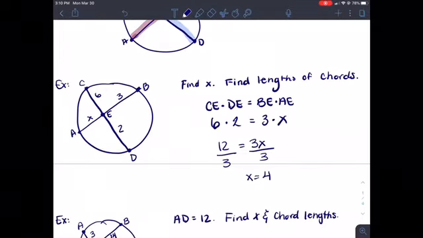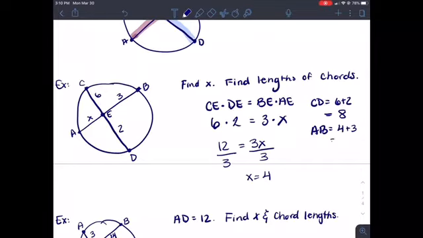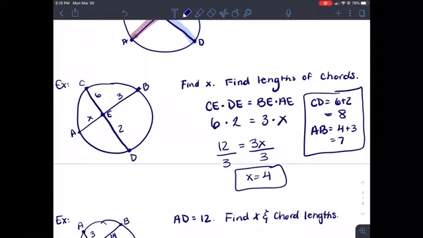Now I plug in. I already know the length of CD, because CD equals 6 plus 2, which gives me a value of 8. And AB is now 4 plus 3, which gives us a value of 7. So x equals 4, and these are the values of our chord lengths.